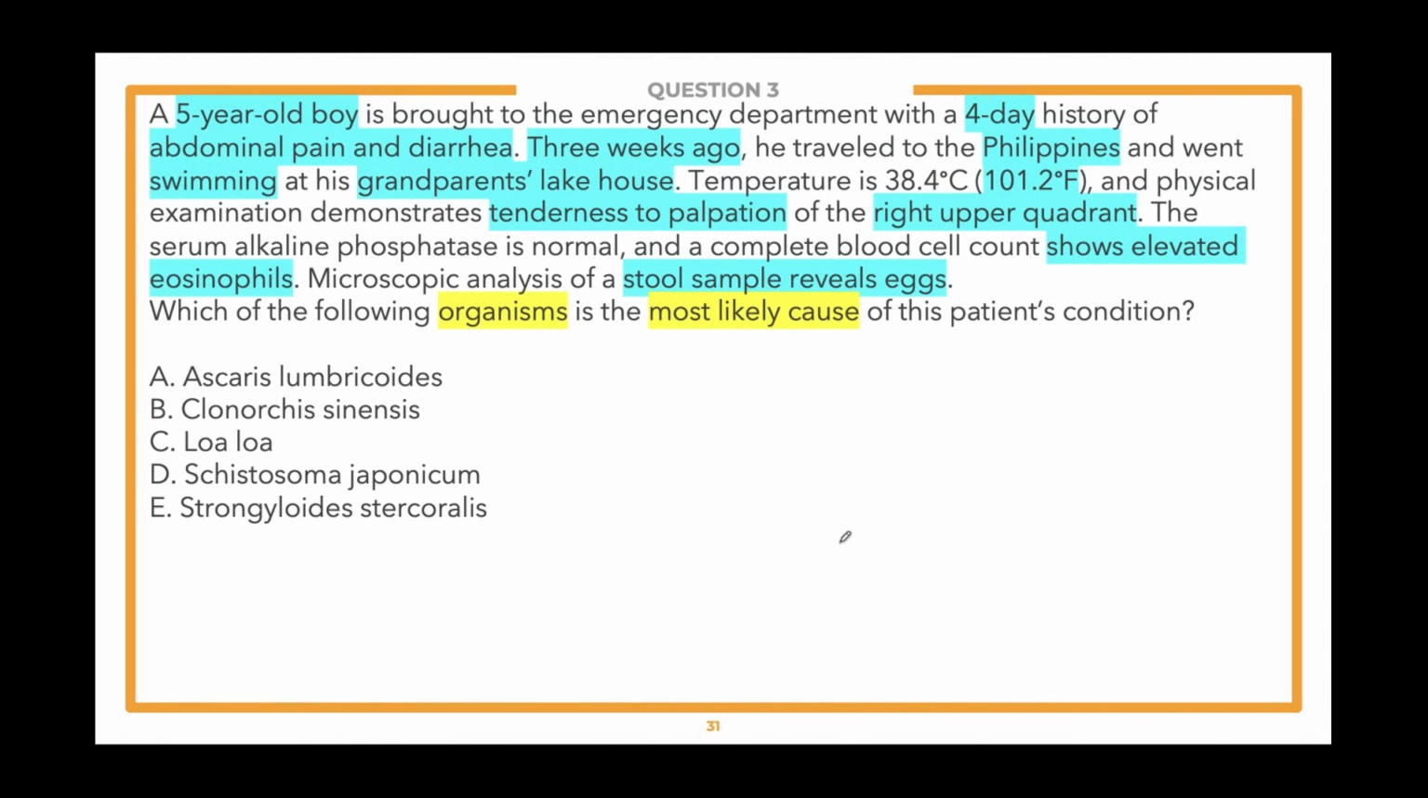Answer choice E, Strongyloides stercoralis. D, Schistosoma japonicum. C, Loa loa. B, Clonorchis sinensis. And A, Ascaris lumbricoides. So we'll go ahead and open up that poll. Go ahead and select what you think is the best answer here, and we'll talk about it in just a few seconds.